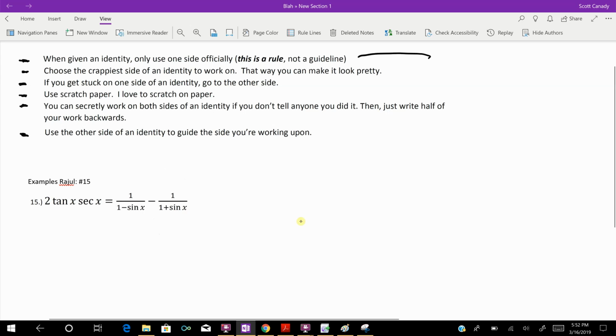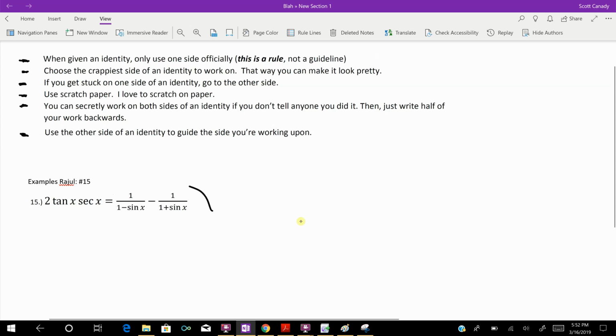Now, I just told you about this rule where you can only use one side of an identity officially. However, say that I do get stuck over here, and we might, then I'm going to secretly work on the other side, and then I'm going to write my work backwards. And you guys are going to see how I'm going to do that on this problem. And then finally, use the other side of the identity to guide the side you're working on. So we're going to do that as well right now.